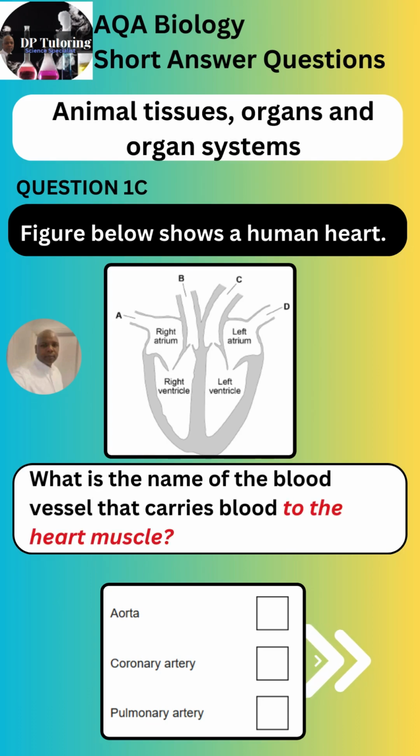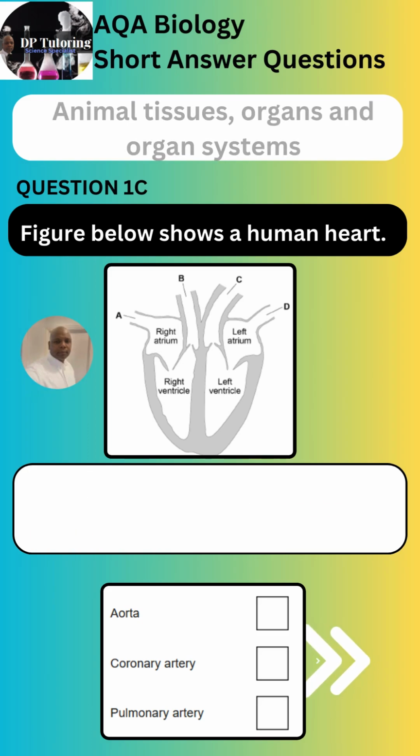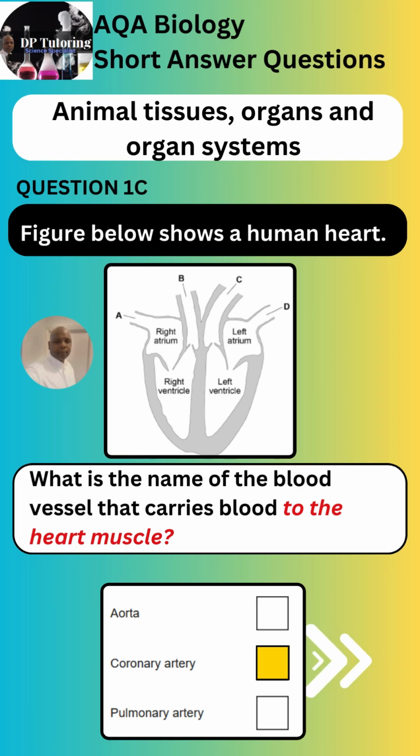Part C is asking you to name the blood vessel that carries blood to the heart muscle. You are given three options, and again, very simple, very basic question, choose one option. The correct answer for part C, which is to identify the correct blood vessel that carries blood to the heart muscle, is the coronary artery. You need to remember that this is the only blood vessel that carries blood directly to the heart, and you need to be familiar with it.